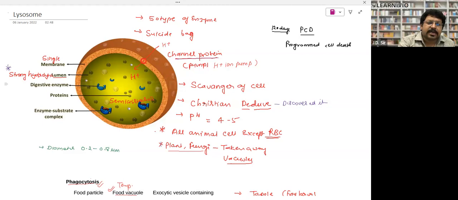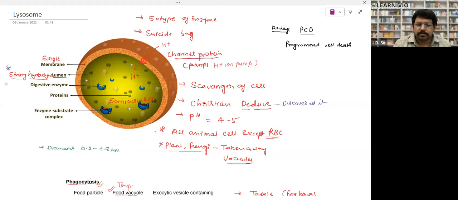First thing. Second important thing, you need to remember it. Inside this membrane, the enzymes which are filled are called strong hydrolytic enzymes. Here I have written strong hydrolytic enzyme. These are digestive enzymes, very strong enzymes. If accidentally lysosome ruptures, these enzymes come out into the protoplasm. They digest the complete protoplasm and the cell dies. That's why they are called suicide bag.